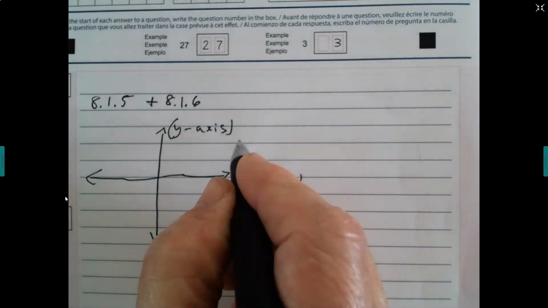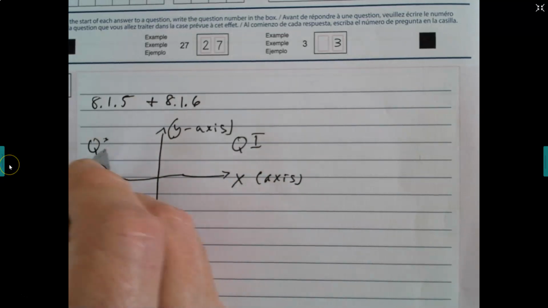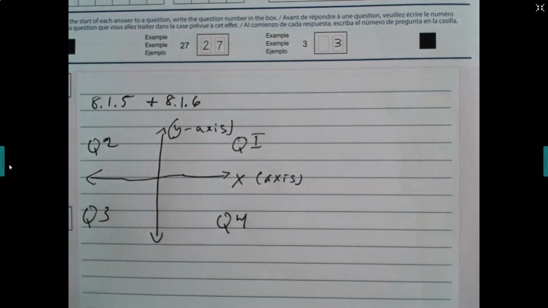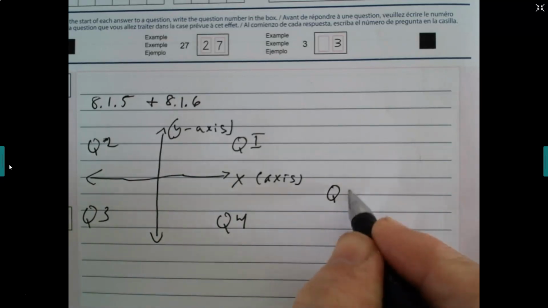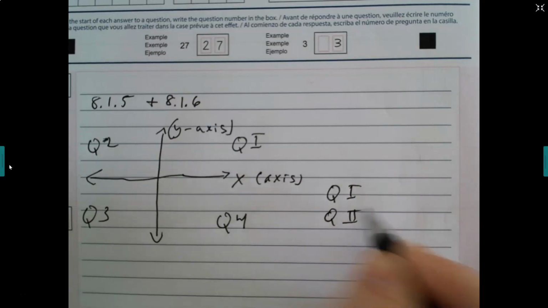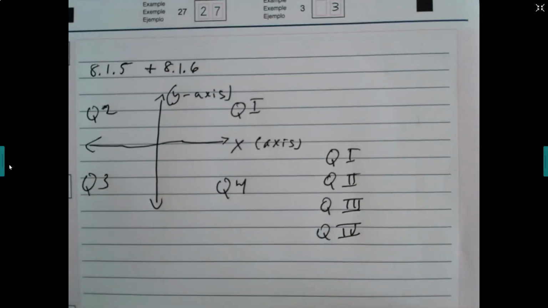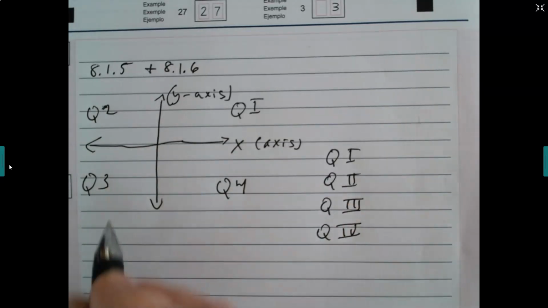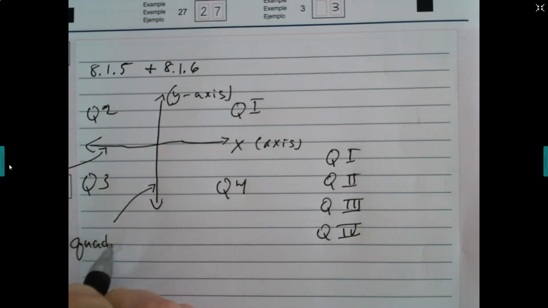Now, we call this quadrant 1, quadrant 2, quadrant 3, and quadrant 4. Now, usually you see it as quadrant 1, quadrant 2, quadrant 3, and quadrant 4 in Roman numerals. Either way is okay in the beginning. Eventually I'll just go to these terms here. Okay? I refer to the axes, if there's a point on the axes, as a quadrantal.